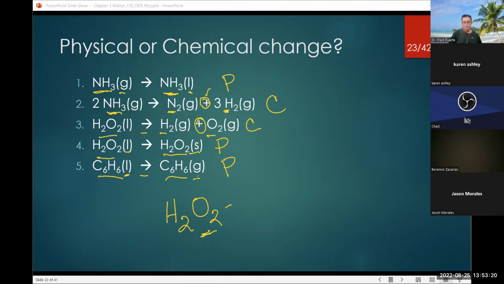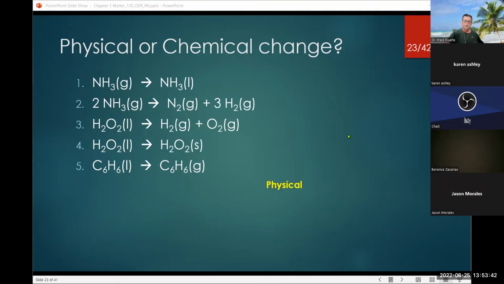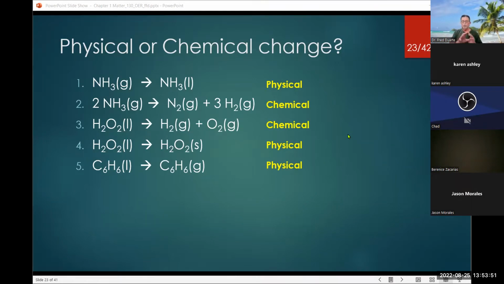Physical state. This, by the way, is something called benzene, which is a hydrocarbon, but it's a nasty hydrocarbon. It's been known to cause liver cancer kind of problem. All right. Physical, chemical, physical, and physical. Now, we went through how we broke it down.